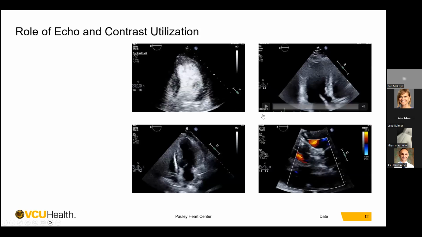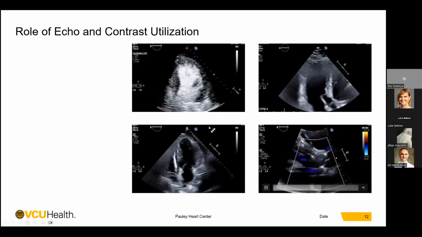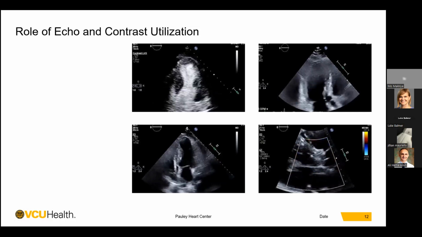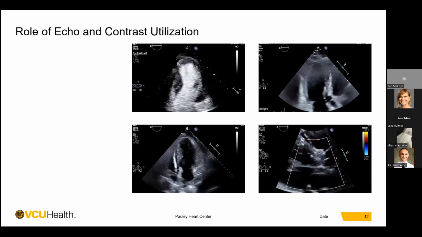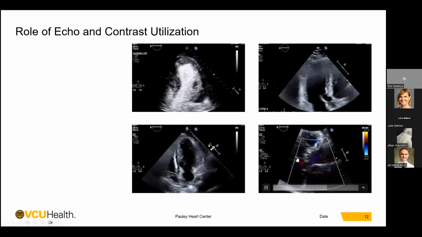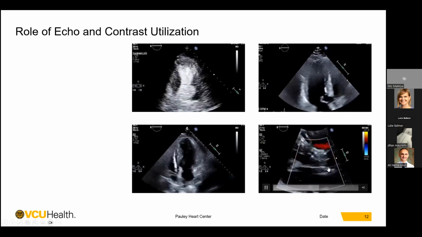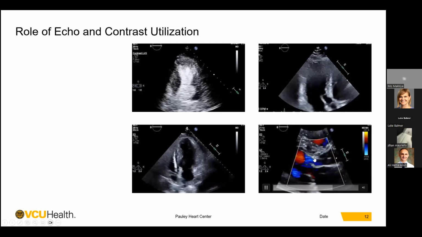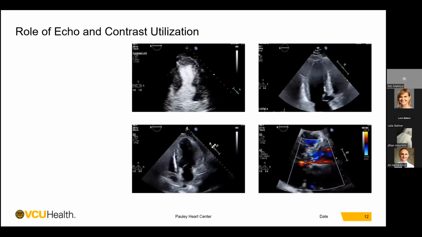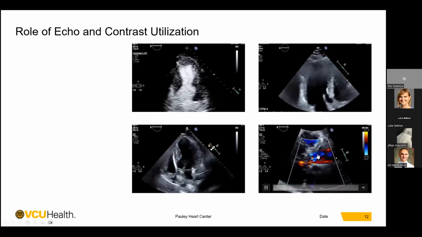Let me play these. So echo is also an important tool, as we see here in the lower left picture. You can see the SAM and LVOT obstruction, the flow acceleration jet, and LV hypertrophy. That really helps in making the diagnosis, and we can know the severity by doing spectral Doppler.